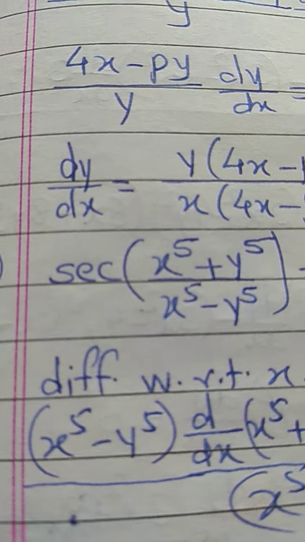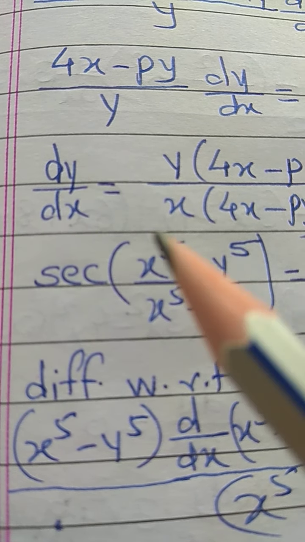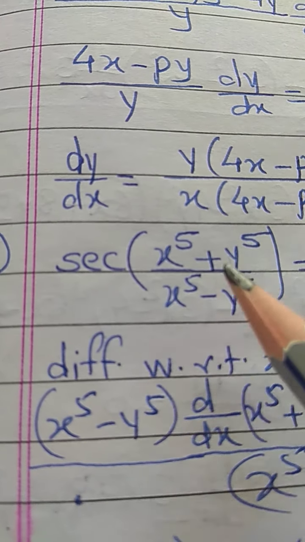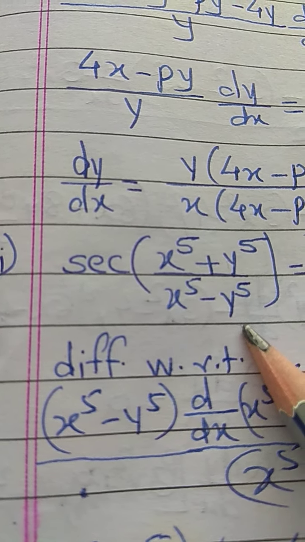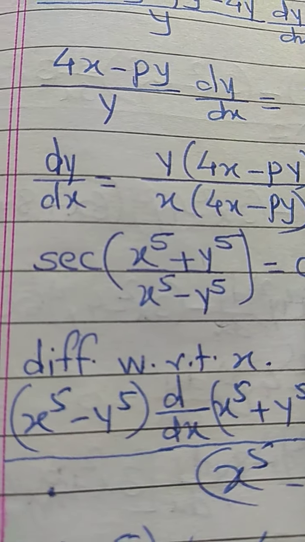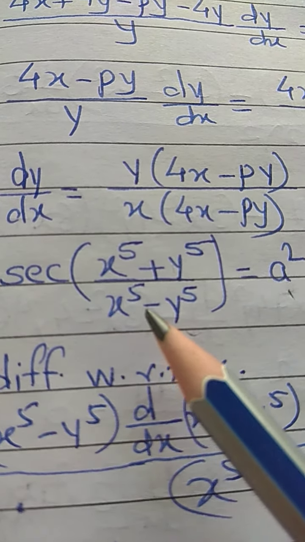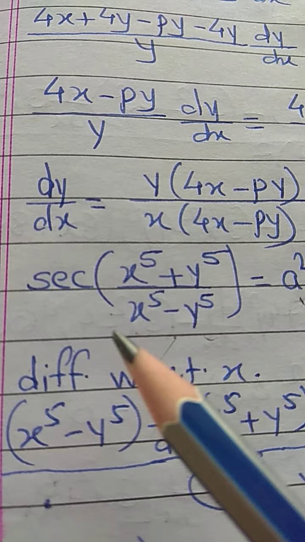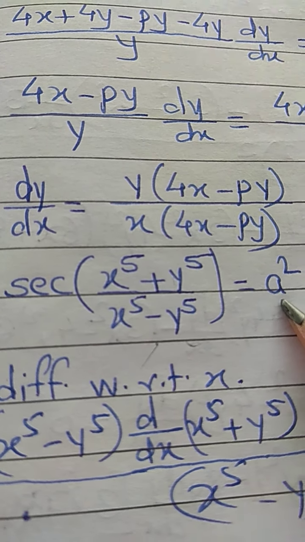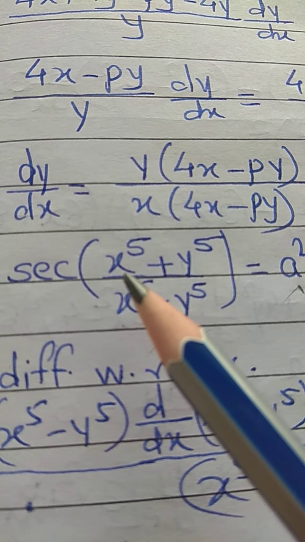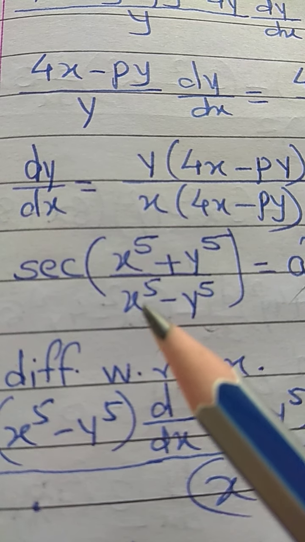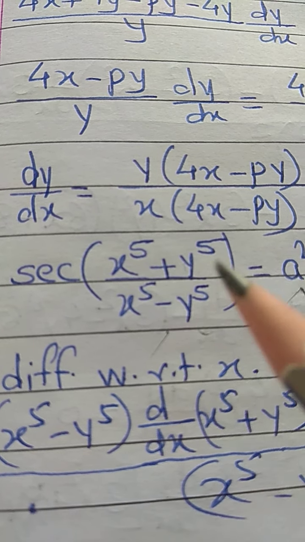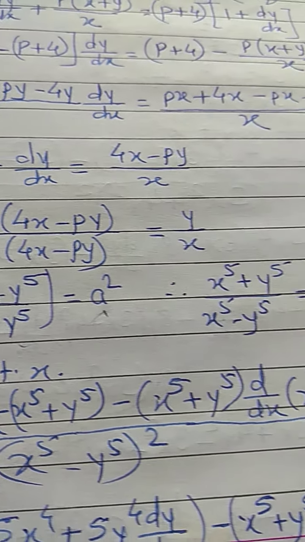Roman 3, sec of x raised to 5 plus y raised to 5 upon x raised to 5 minus y raised to 5 is equal to a square. We know that if sec theta is equal to a square, then theta should be equal to sec inverse of a square. Therefore, x raised to 5 plus y raised to 5 upon x raised to 5 minus y raised to 5 should be equal to sec inverse of a square.